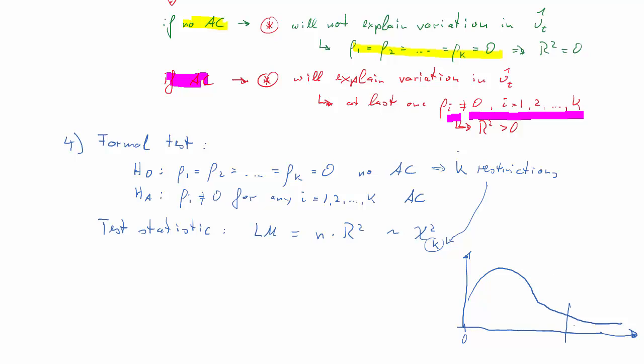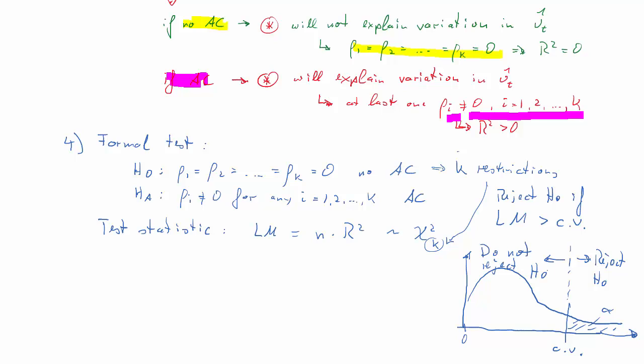It's going to be a right-tailed test because we will be rejecting H-naught for large R squareds. What we need is a critical value that cuts off alpha of the probability, and we will reject H-naught if the LM test is larger than the critical value. So we have a rejection region and a region in which we do not reject H-naught.